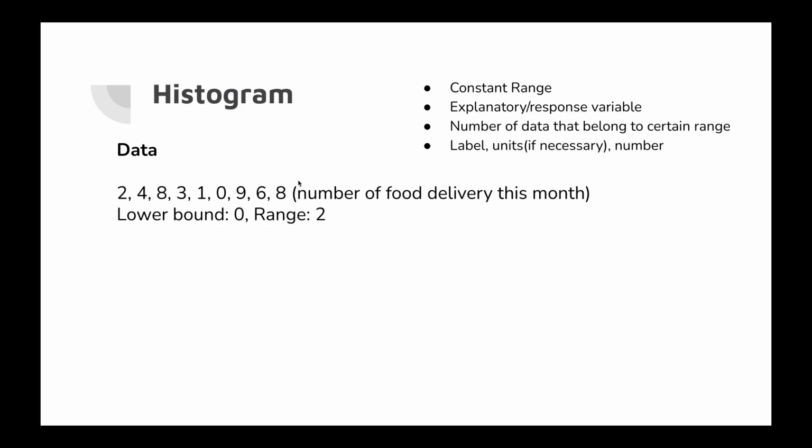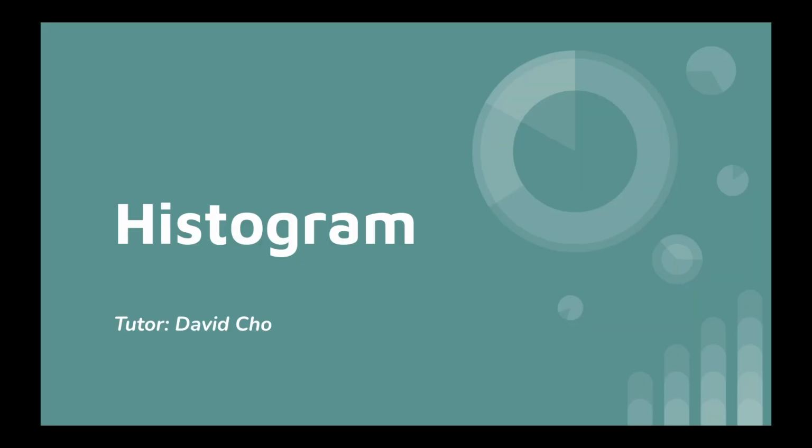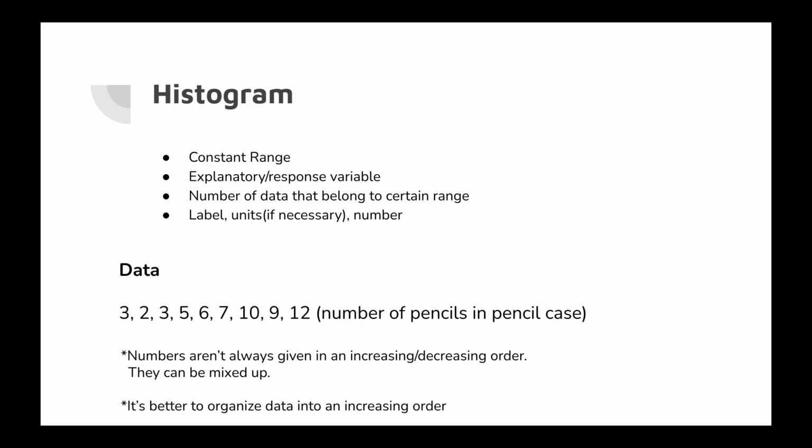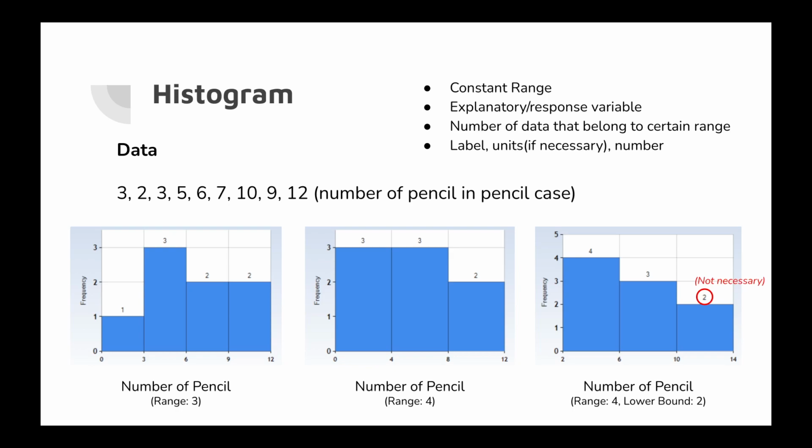After a quick review for the video, I'll finish this lesson. So today we learned how to draw a histogram. We have to consider the 4 following components, which are constant range, explanatory and response variable, number of data that belong to a certain range, and lastly, label, units, and number. And please don't forget to put your frequency over here. And you can also start from a non-zero value, for example, 2, 5, or any number.